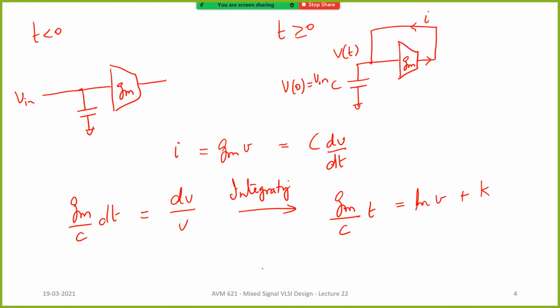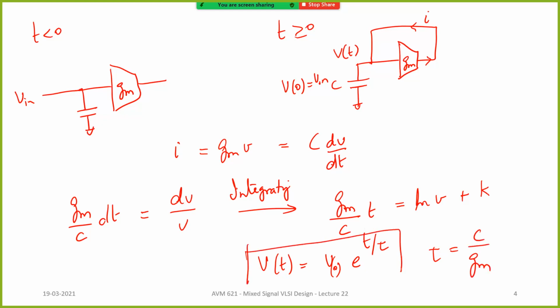So if you solve the equation, you'll basically get the form V of t is given by V naught, V naught being V of 0, into e power plus t by tau. When t equals 0, the voltage is basically V of 0, right? So you will basically get that. So it will be written as e to the power of t by some tau, where tau is given by C by Gm.